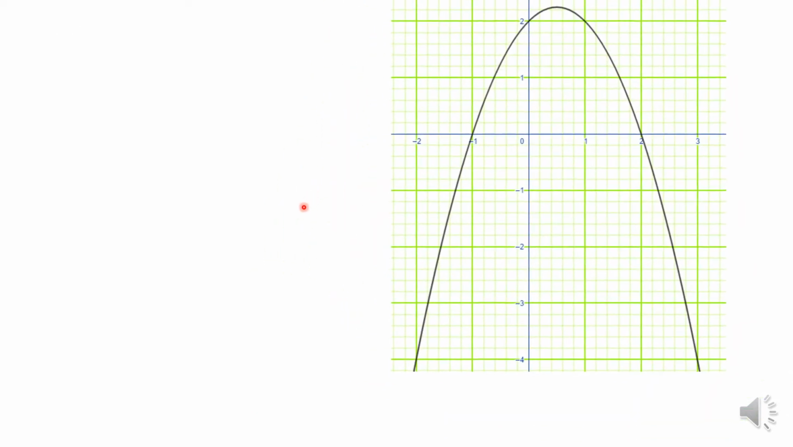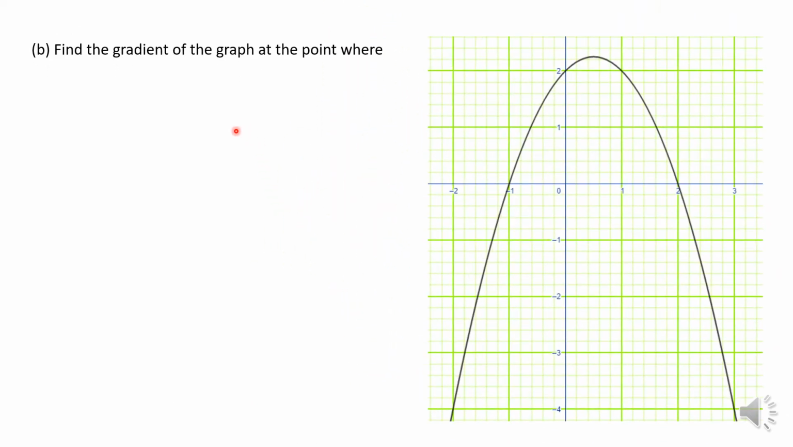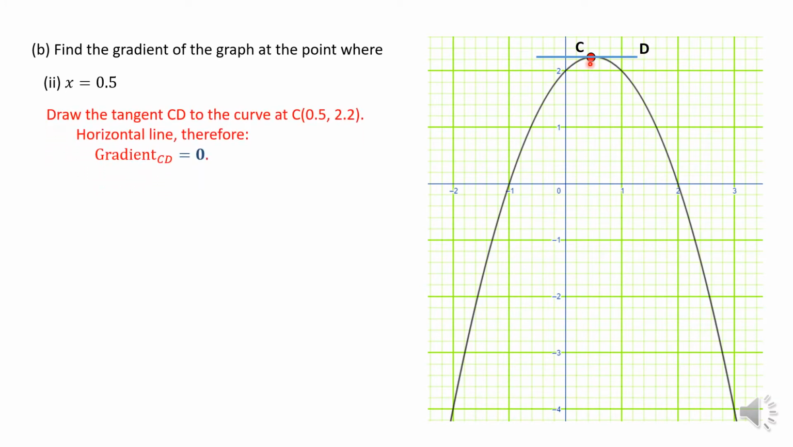Let's continue with the very same question. They want us to find now at the point where x is 0.5. That is somewhere all the way up here. What you can see is that happens to be the turning point, so that is actually a horizontal line. If you remember from previous videos that I have done, you will realize that the gradient of a horizontal line is equal to 0. So the gradient of line CD is equal to 0.